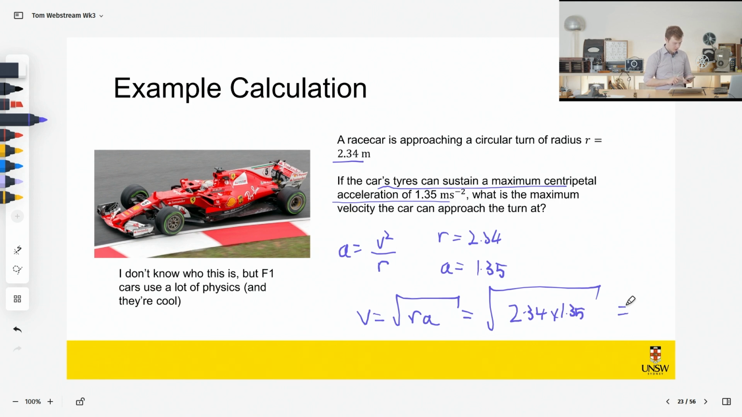Cool, and we square root that. Wow, 1.77 meters per second?